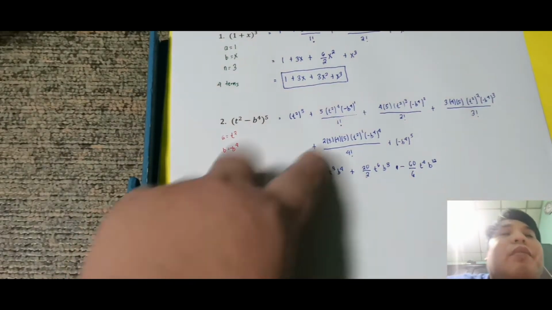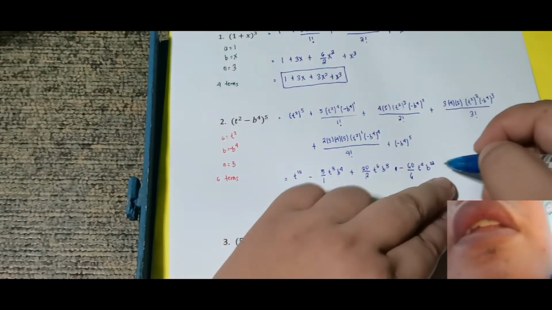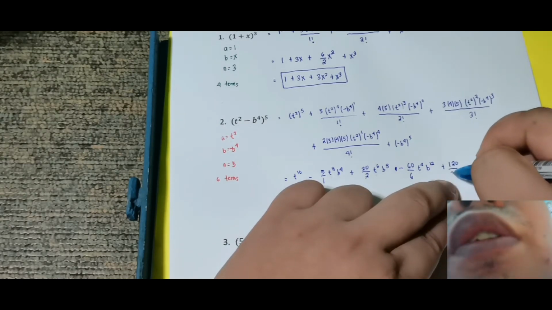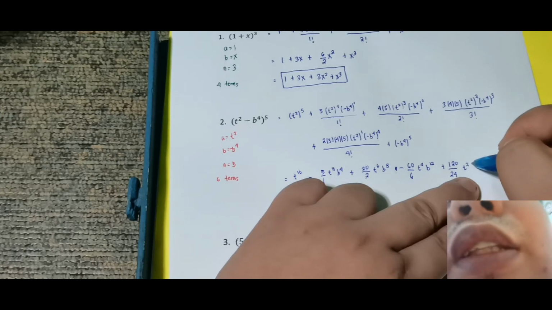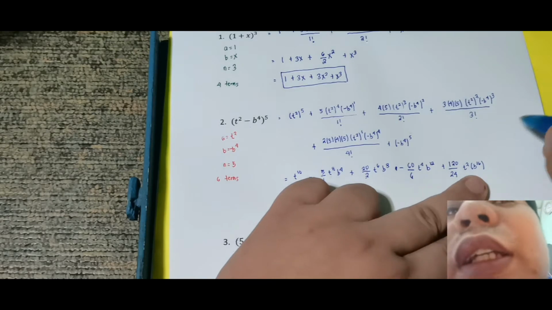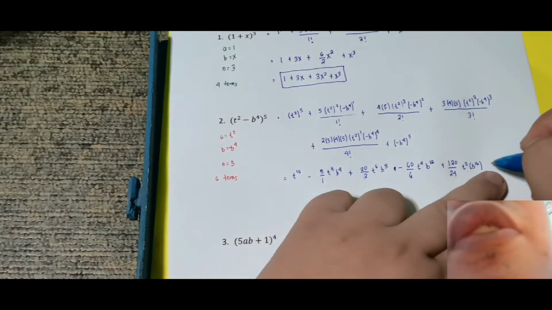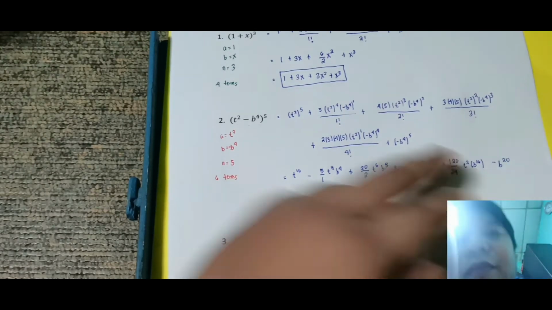Then this is 120. Next, negative raised to 4 is positive because it is even. So this is plus 120 over 24. Then t raised to 2 only, then b raised to 16. Lastly, since negative raised to 5 is still negative, this is negative b raised to 20.